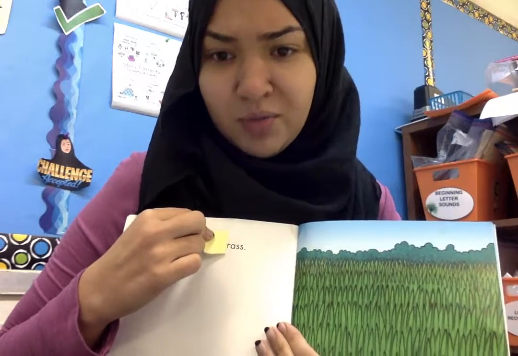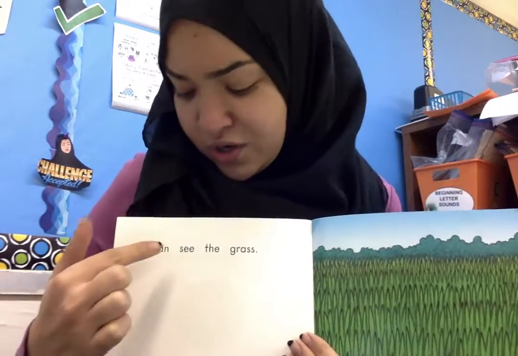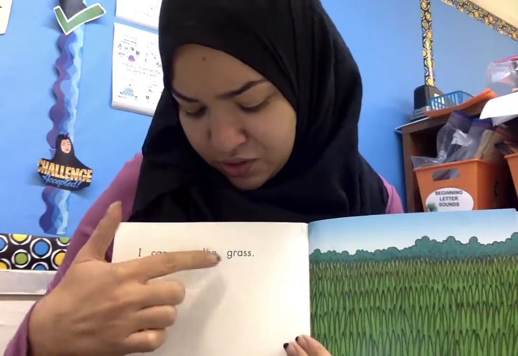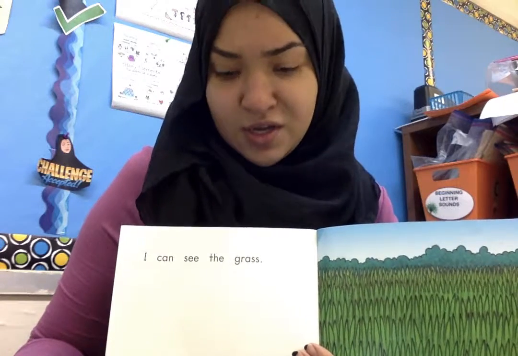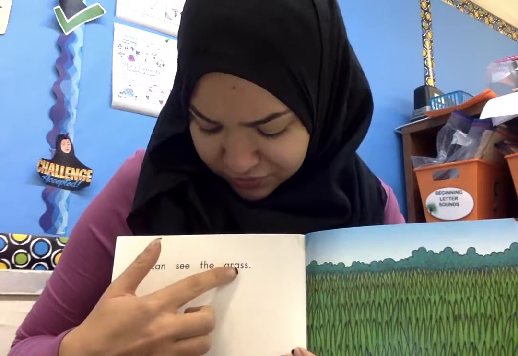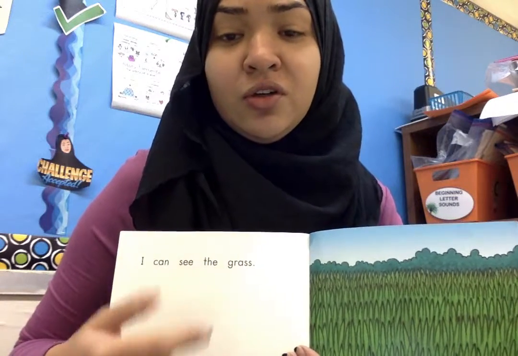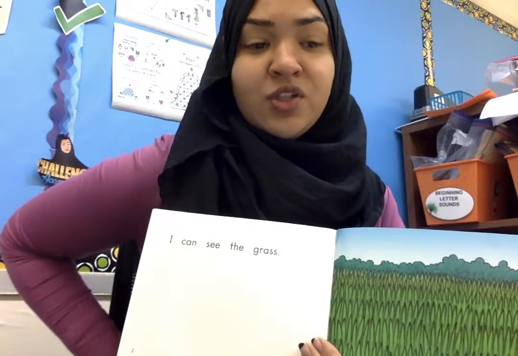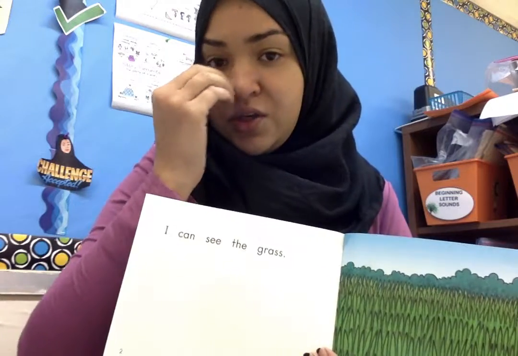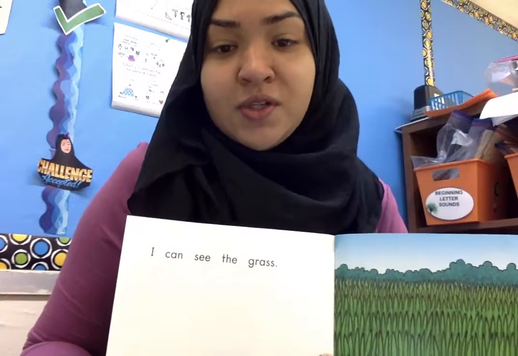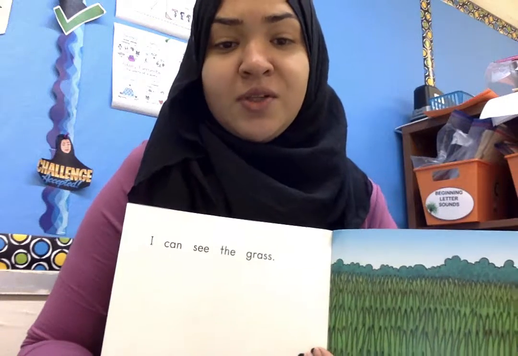Let me unpeel my sticky note and let me read it and make sure that it makes sense and sounds right. I can see the grass. That made sense, and that sounds right. Does it look right? It does look right because grass starts with the letter G. And at this point as well, chapter 14 states that kindergartners are expected to know all 26 letters of the alphabet, or most at least, and their corresponding sounds.